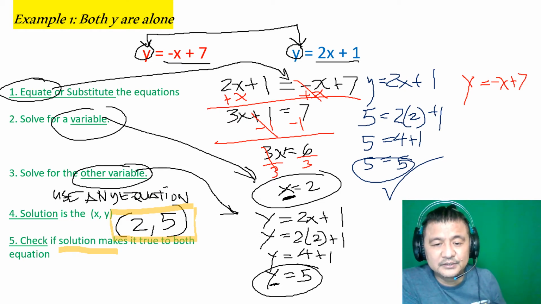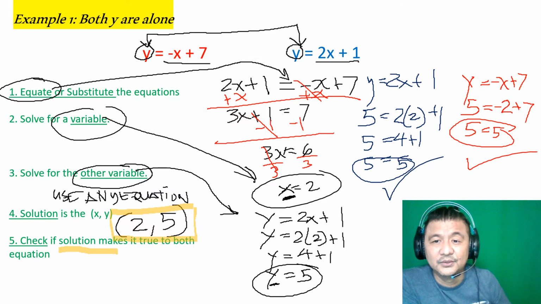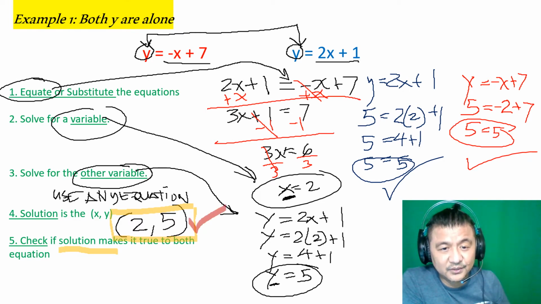Since I know that my y is a value of 5, I plug in my x, which is negative 2, minus a positive 2, plus 7. The left side is 5, the right side is 5. That's a true statement. So I'm okay with the first equation. I'm okay with the second equation. So I am very sure that my answer is correct.